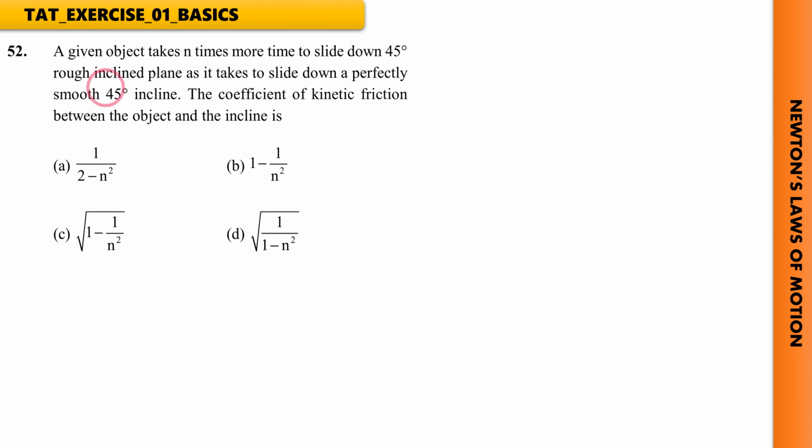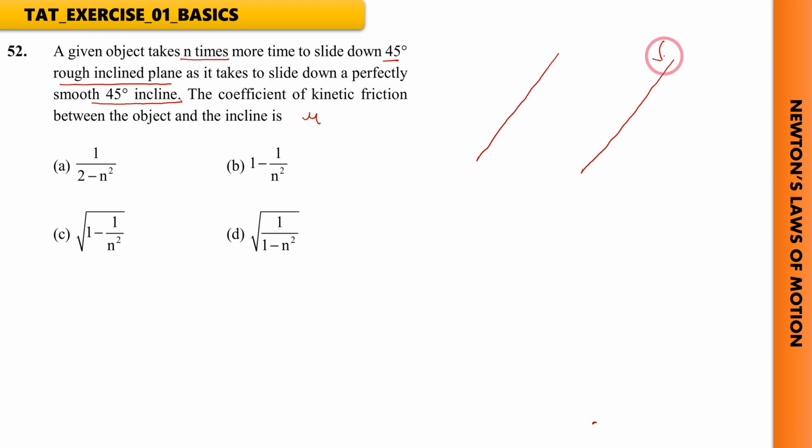Now in this question number 52, a given object takes n times more time to slide down a 45 degree rough inclined plane than it takes to slide down a perfectly smooth 45 degree incline. We have to find the coefficient of friction. So there are two inclines, one is smooth and the other is rough.